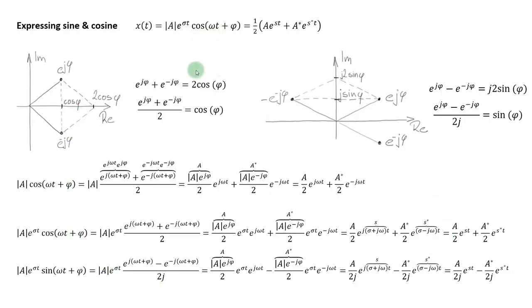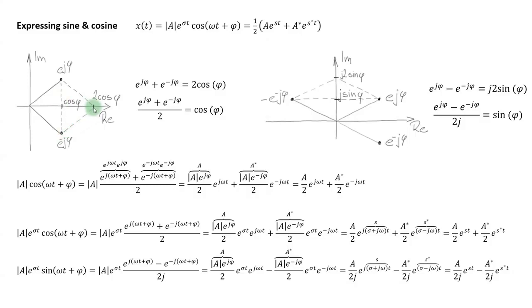I will start with cosine. I would like to find a way how to express a cosine using two complex exponentials. This is how I can do it. I can take this complex exponential, e to the j phi, that is this complex number, and to this complex number I will add its complex conjugate, that is e to the minus j phi. Now, two complex numbers are added like vectors. So when I add this complex number to this complex number, this will be the result.